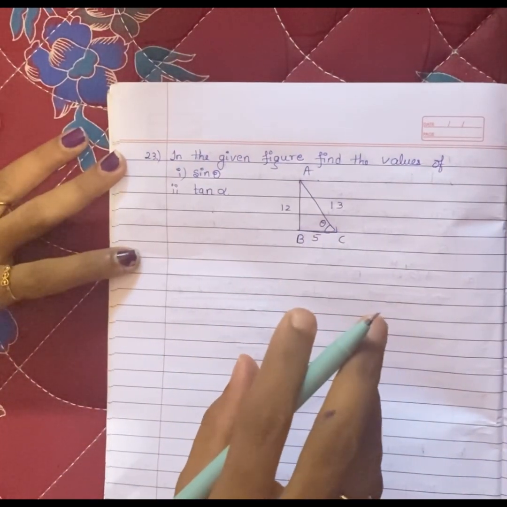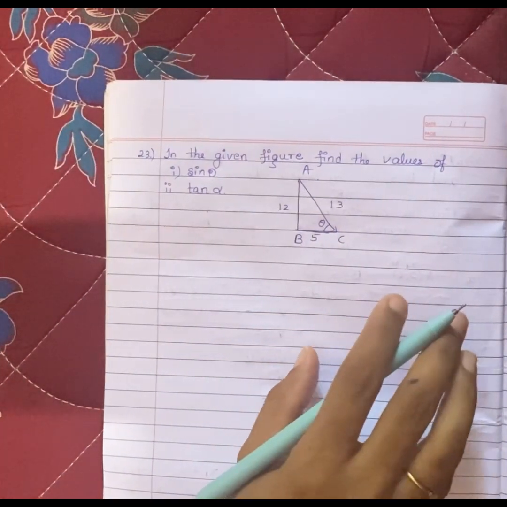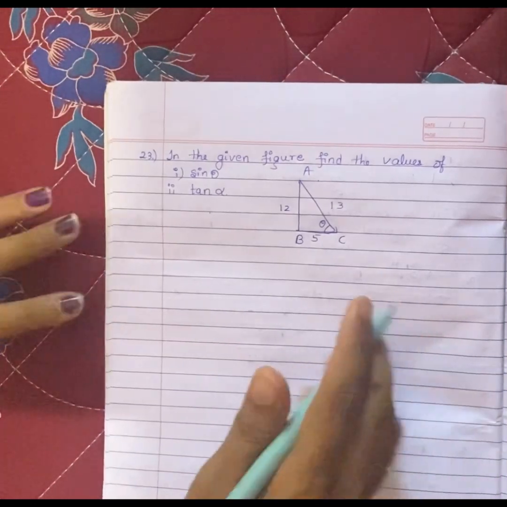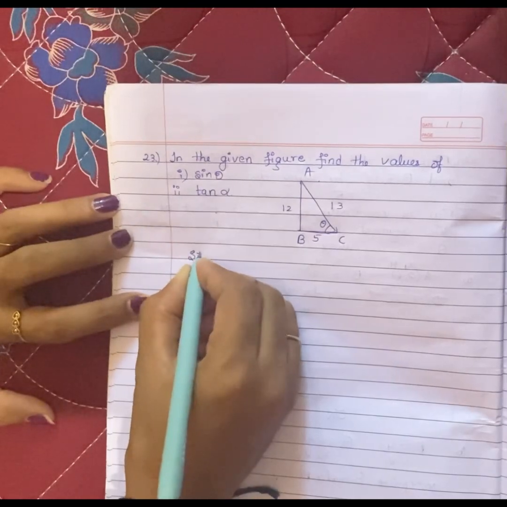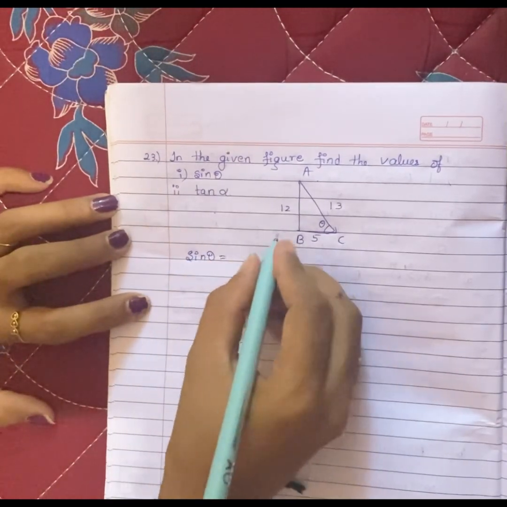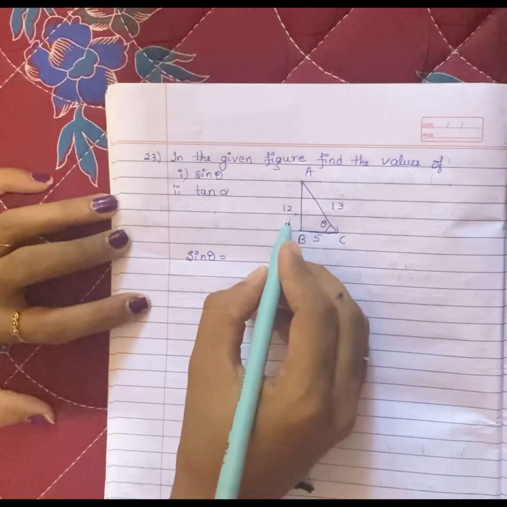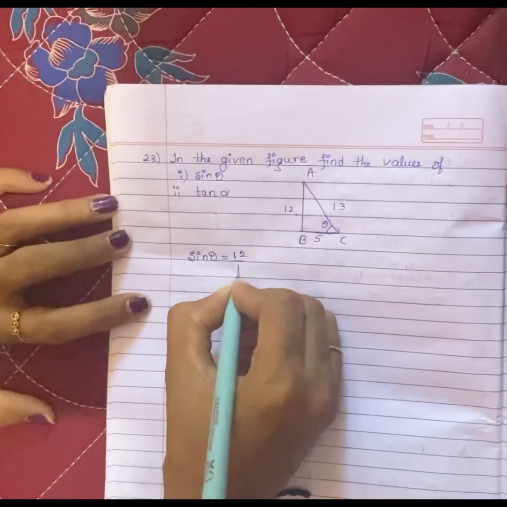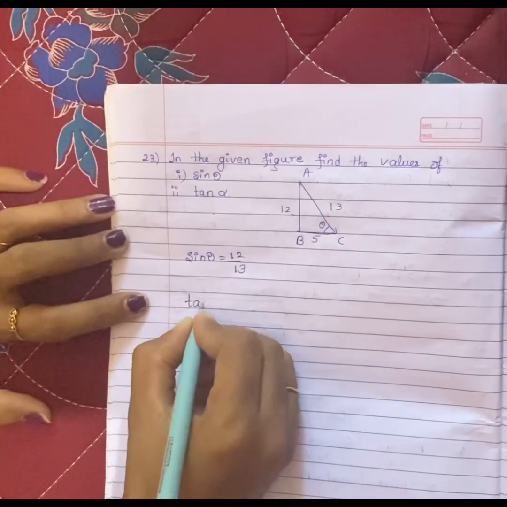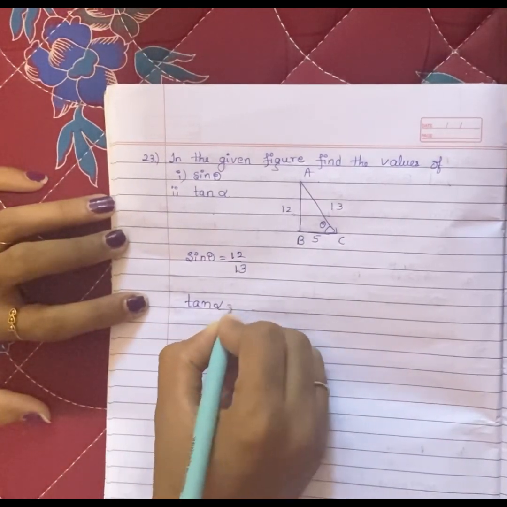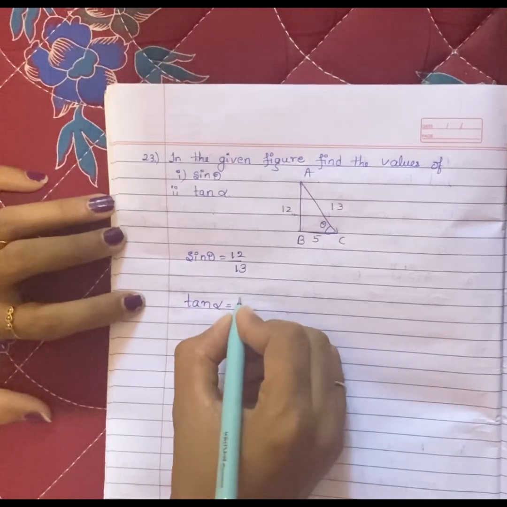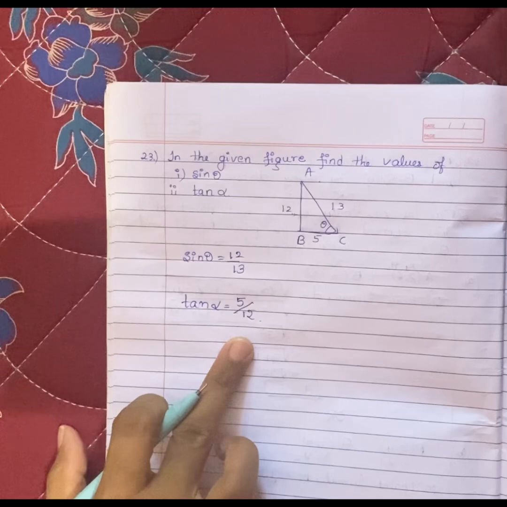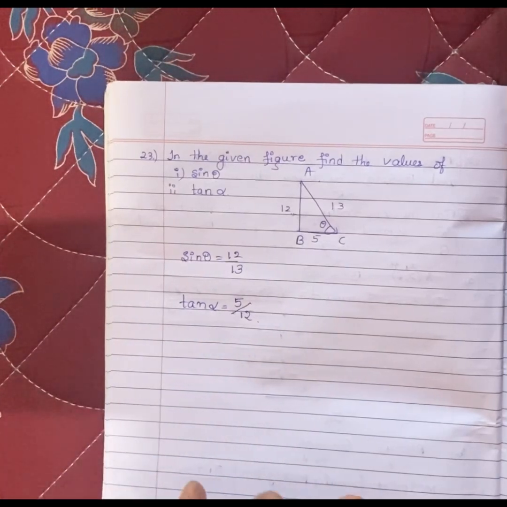Now you have to know which is the adjacent side, which is the hypotenuse, and which is the opposite side. Now sine theta is nothing but opposite by hypotenuse, that is 12 by 13. What is tan alpha? Tan alpha is nothing but 5 by 12. So this is the answer for the 23rd question.